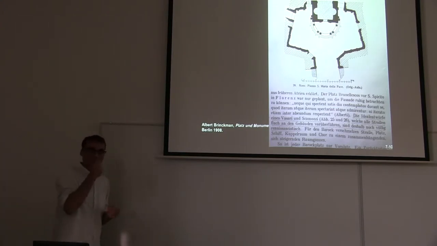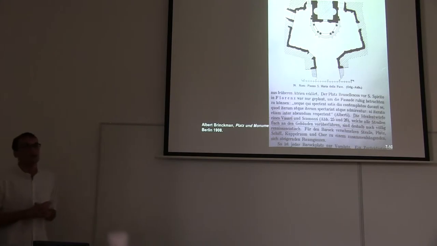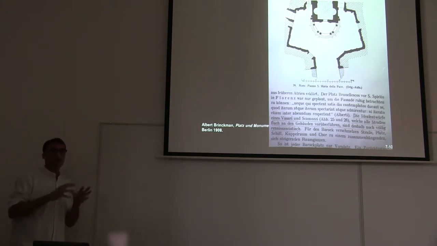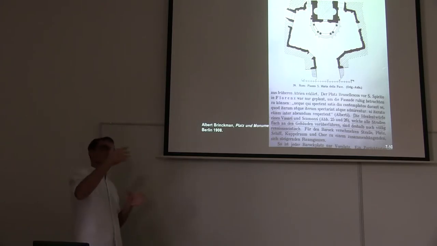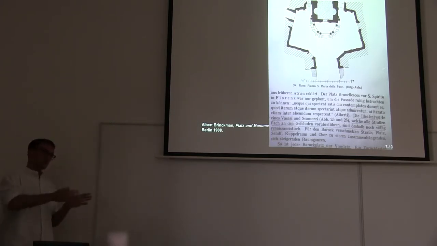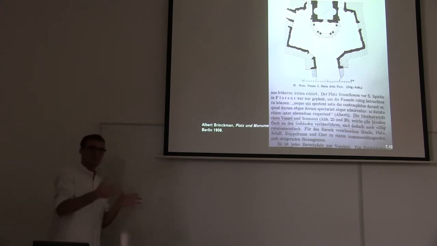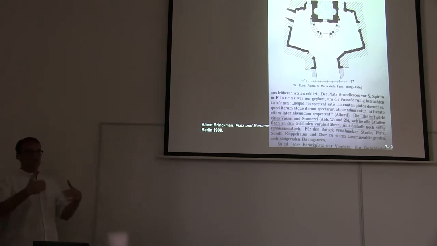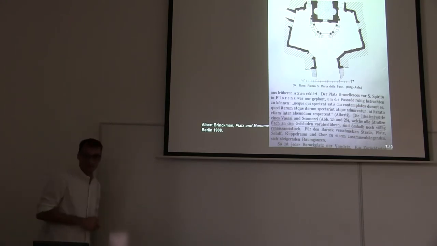Albert Brinkmann, another historian, a pupil of Heinrich Wölfflin, published a very interesting book. It's called Platz und Monument, so the square and the monument. And he makes a kind of taxonomy. He travels through Germany, he travels through Italy, and makes a taxonomy of historical public spaces, and the relationship between architectural elements and space, between the statues, the monuments, and the space, the temporal succession of our perception of elements in urban space.